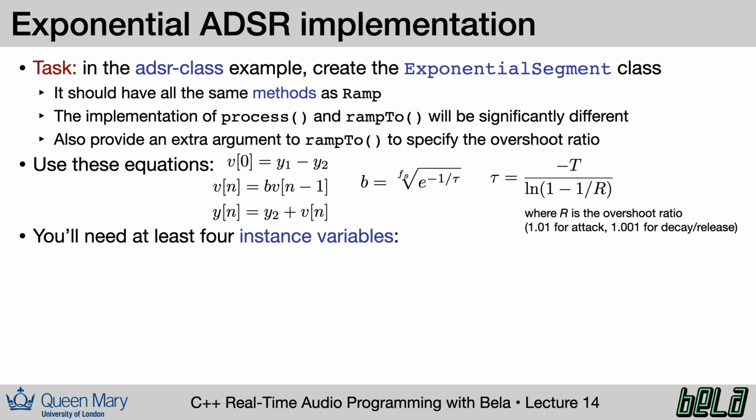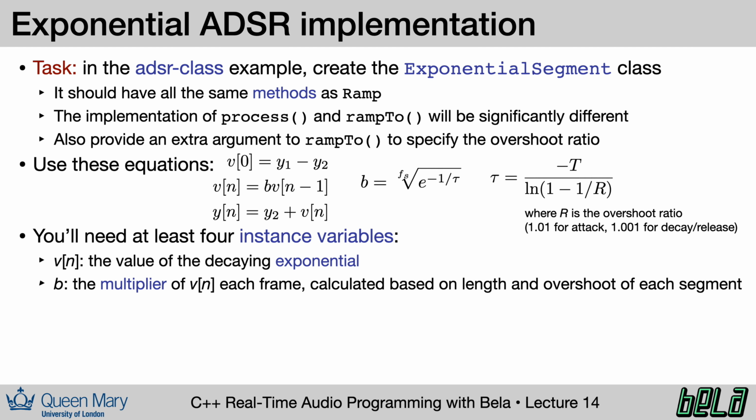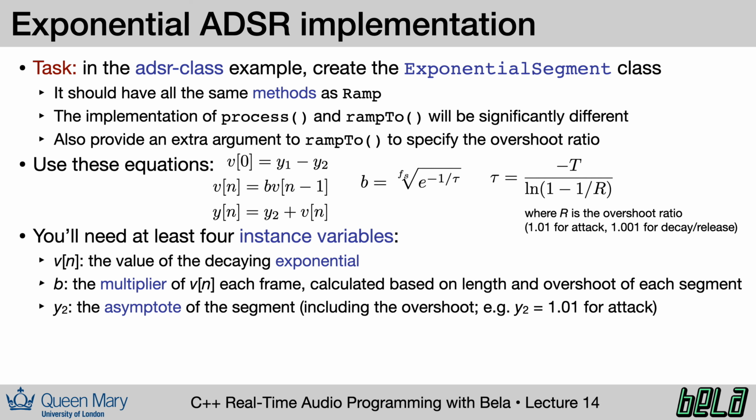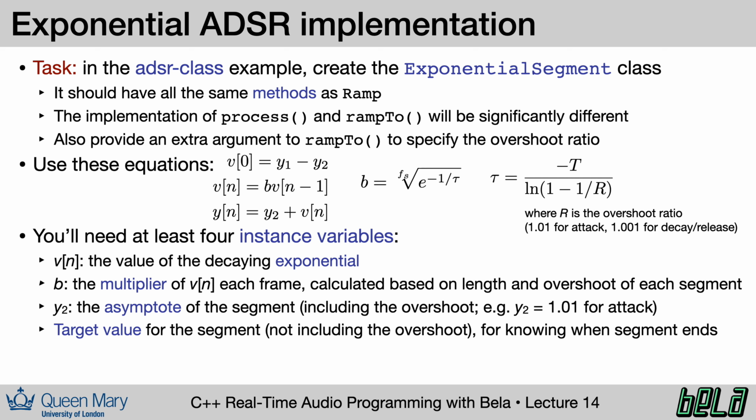Your exponential segment class will also need some new instance variables. These include v of n, which is the value of the decaying exponential component, b, which is the multiplier that you multiply v of n by each frame. That's going to be calculated when you call the ramp2 method. You'll need the value of y2, which is the asymptote of the segment, including the value of the overshoot. And then you're also going to need to save the target value of the segment, which is the point at which the segment should end and the ADSR class will transition to the next state.